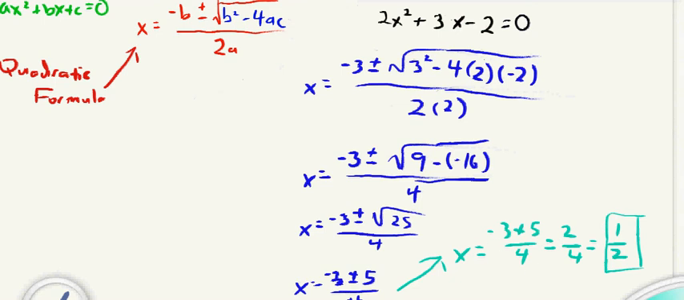Okay, and then we are going to do the next one. The other one would be x equals negative 3 minus 5 over 4, and negative 3 minus 5 is negative 8, so we get negative 8 over 4, and negative 8 divided by 4 is a negative 2. Okay, so our two answers are positive 1/2 and negative 2. Those are the two things that x could equal in here, that if we plug them in, we would end up with a 0 right there. And those are our answers.